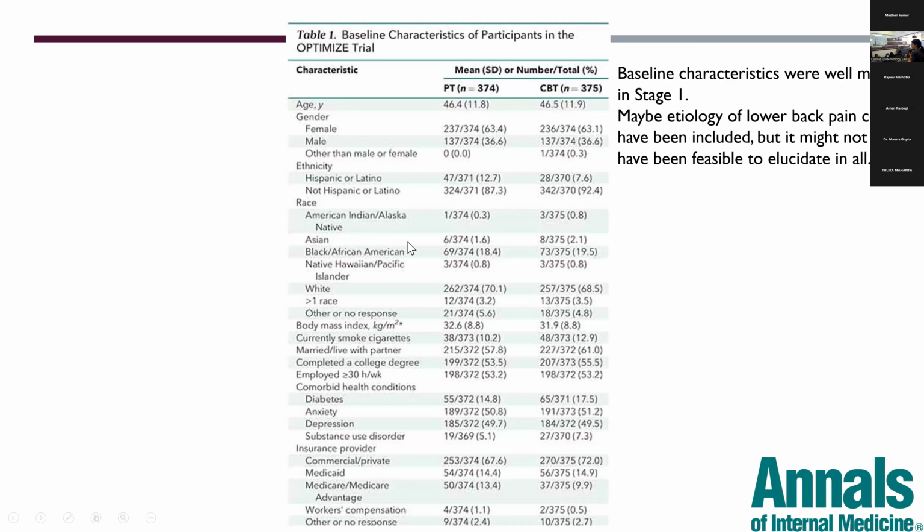So they had looked at a lot of things, including whether they are insured or not insured, because they felt like seeking health care for chronic conditions depends on whether you have the money to seek it or not. So largely, baseline characteristics were well matched. I'm just going to stop for a minute so that everyone can look at the table. I didn't find any major differences between arms in the baseline characteristics.